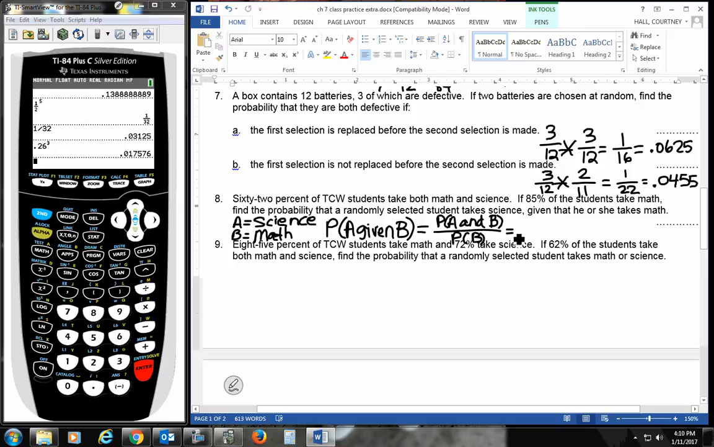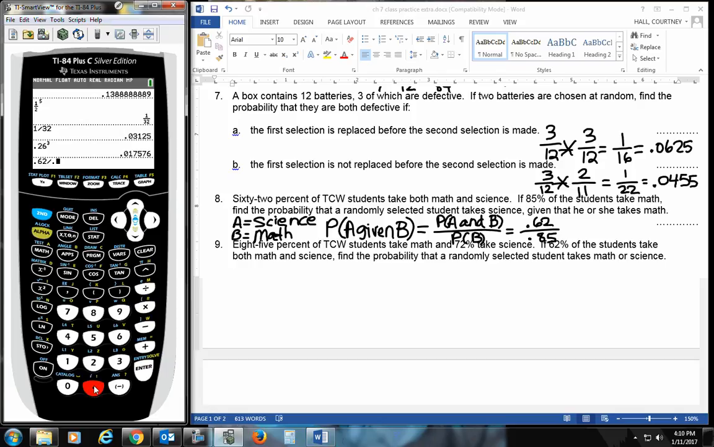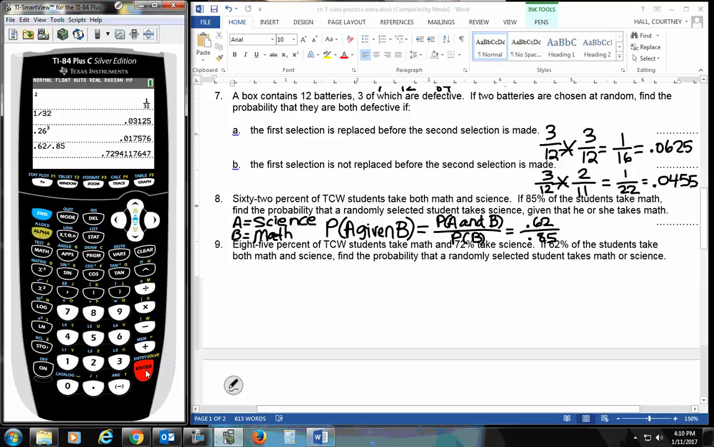So probability of A and B would be the probability that they take both. And it says 62% of students do that. So that would be 0.62 on the top. And then on the bottom, it's just the probability that they take math, which the scenario tells us is 0.85 or 85%. So we would divide 0.62 by 0.85 on our calculator. I will go ahead and type that in for you. 0.62 divided by 0.85. And so you have a final probability of about 73%. So we've got 0.7294. And so you get about 73%.